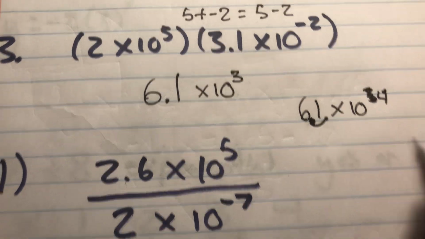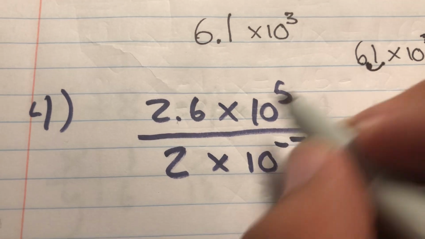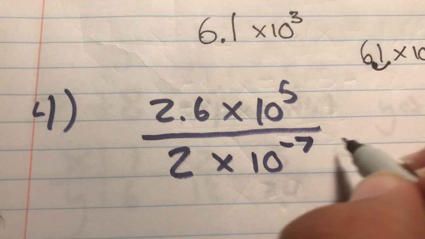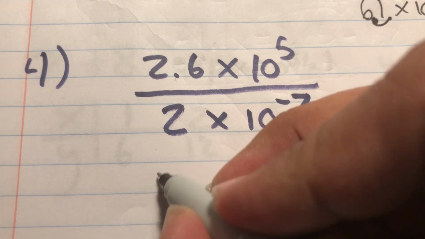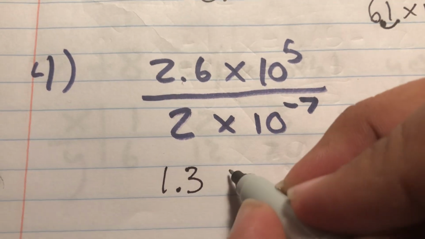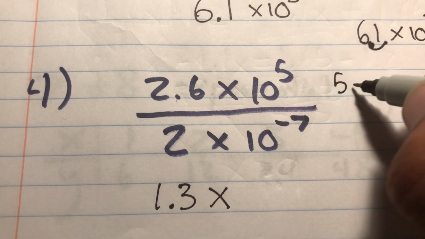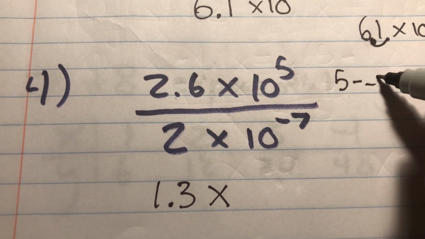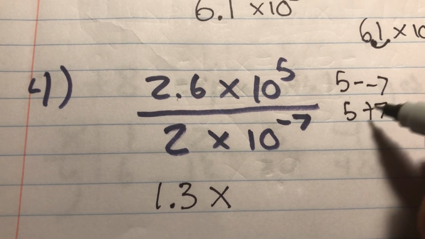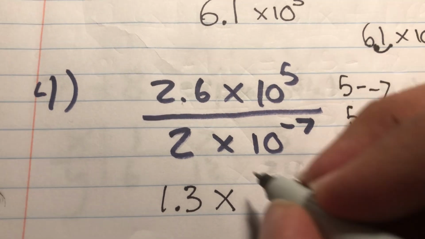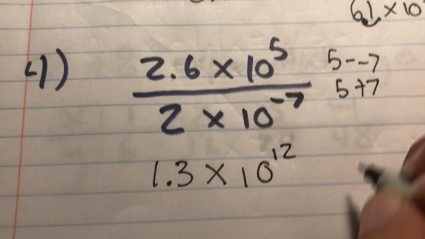All right. Now here, let's do this. 2.6 times 10 to the 5th divided by 2 times 10 to the negative 7. All you do is divide this, which gives you 1.3 times 10. And then you have to subtract these two numbers. So 5 minus negative 7, which is the same thing as 5 plus 7. So that would be 13. No, that would be 12. So 10 to the power of 12. And that's done.